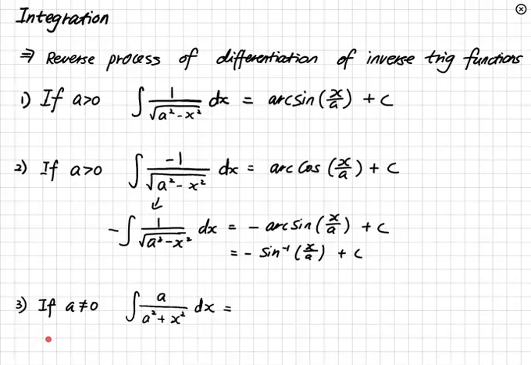Let's have number 3. The condition is a cannot be 0. Okay. Now, we remember the differentiation of the arc tangent, or differentiation of tangent inverse, will give us this format. So therefore, integration of that will be arc tan of x on a plus c. Now we are going to use these 3 formulas to help us to integrate some special cases.